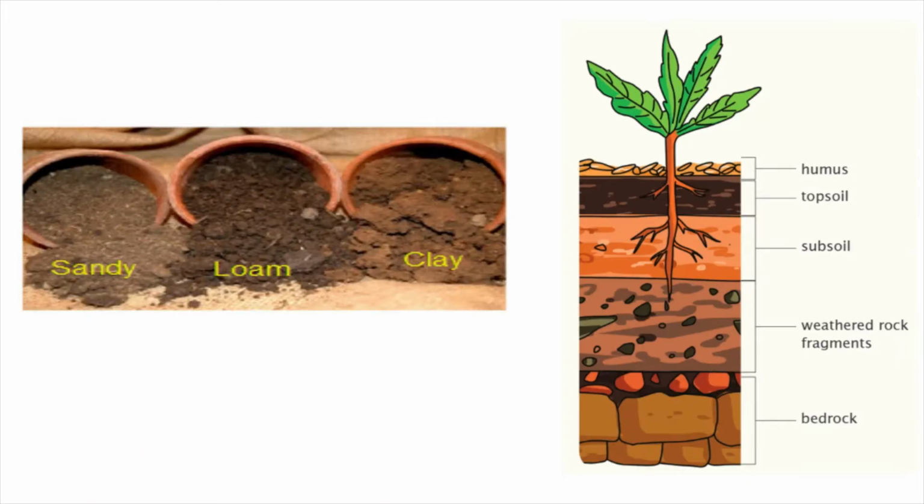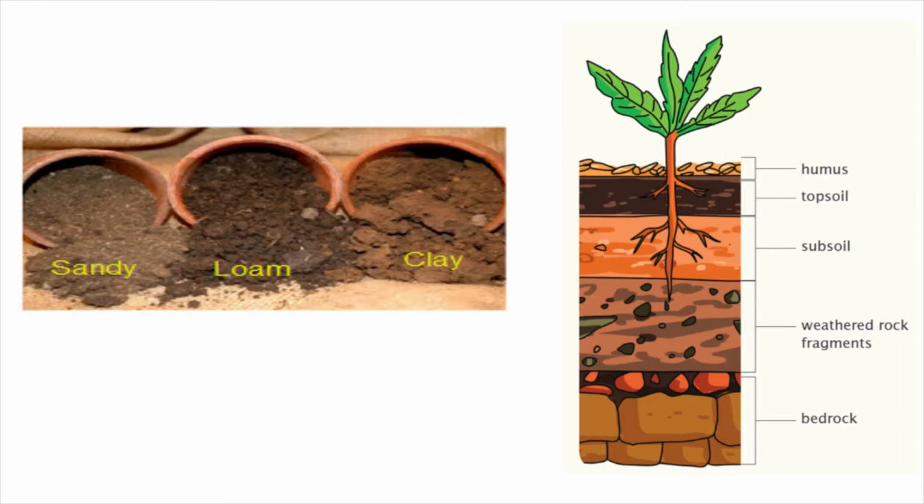After that, chapter number 11 is about soil. There are different types of soil and they have different properties, like sandy soil, loamy soil and clayey soil. According to the name, they have different types of properties. Then the most important part is the different layers of soil. Soil is divided into different layers.